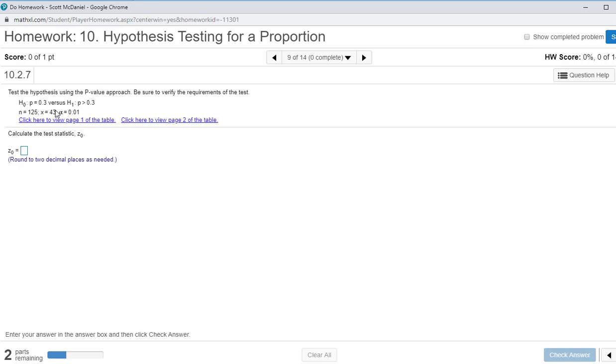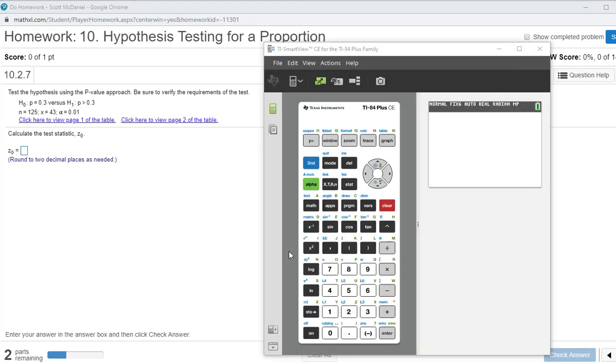Okay, so let's go ahead and start with the TI. So this problem doesn't have any context. We're just sort of putting numbers in, but let's make sure we can read this. We have the null hypothesis. The population proportion is 0.3 versus the alternative that it's greater than 0.3. And then we go out and collect some data, and we got 43 out of 125. I want to know how likely is that.